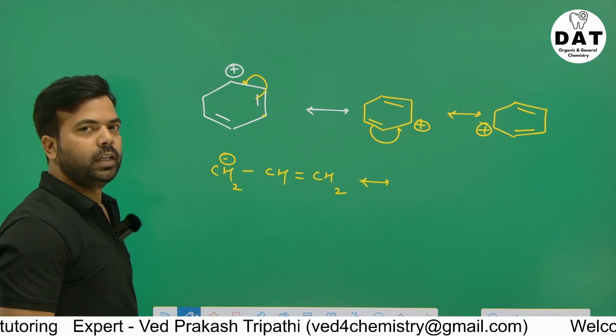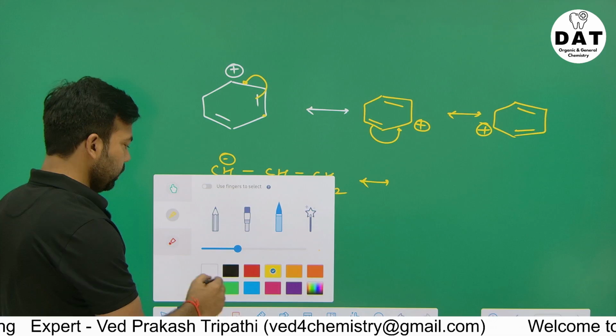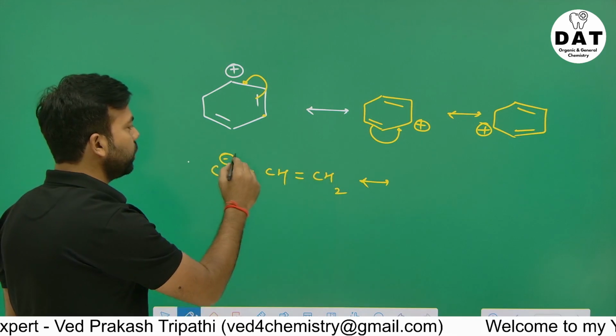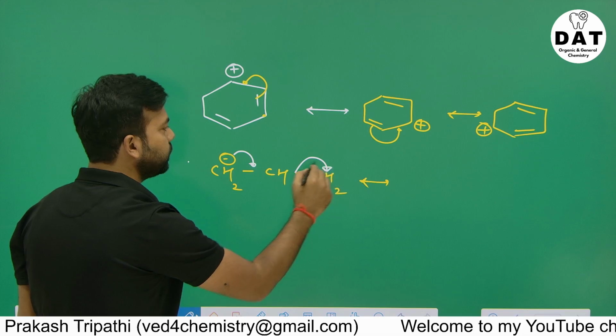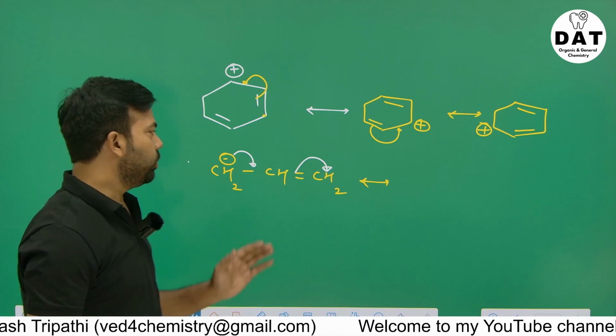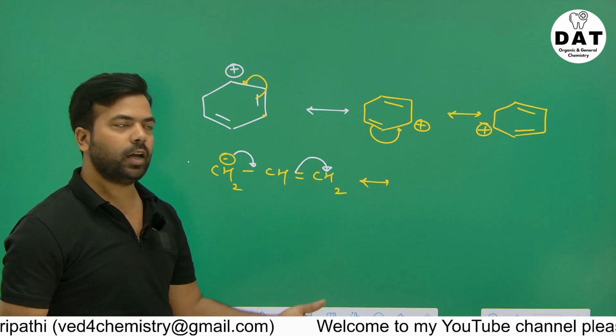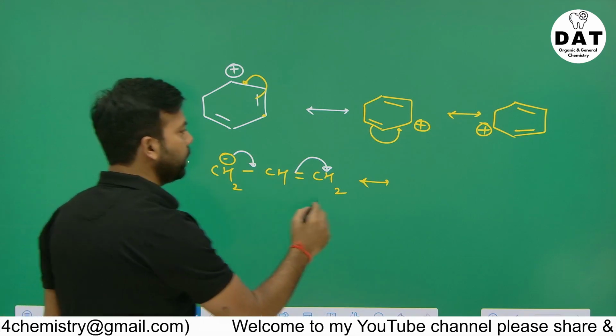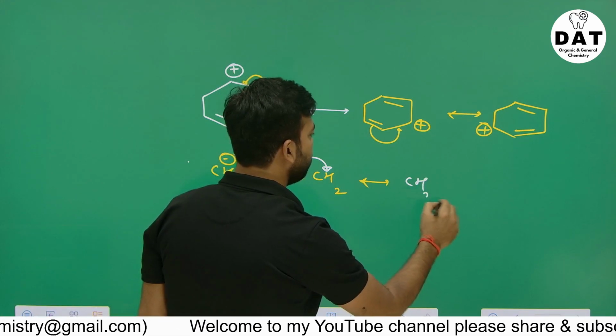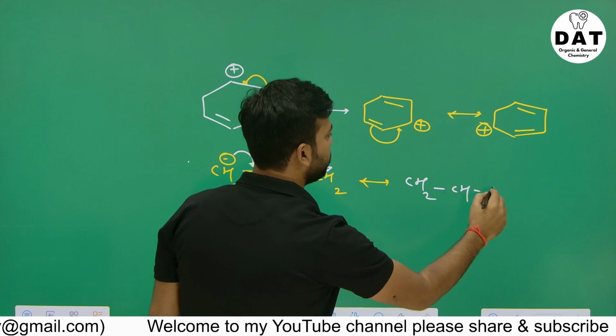So negative is an electron donor. So it will donate the electron to this bond and the double bond will break like this. Clear? So the donor donates electrons, and positive is deficient, so it will grab the electron. Again, the connectivity is not going to change: CH2, CH, CH2.